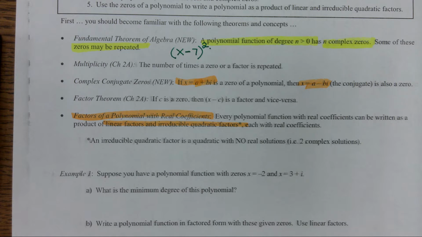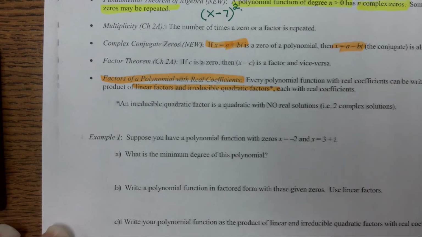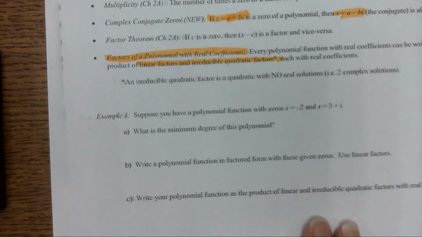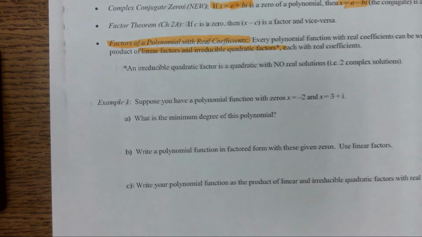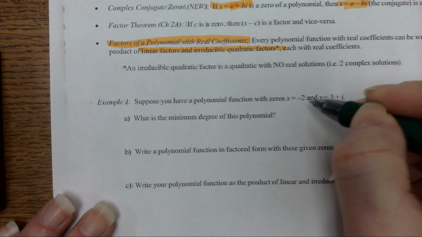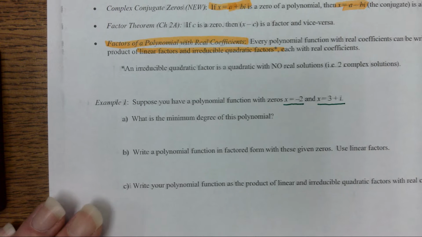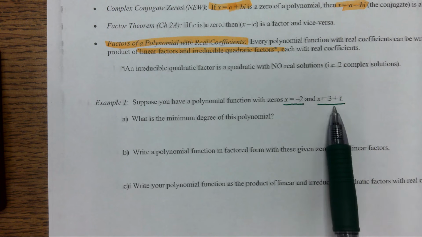Okay, example 1, let's begin. So I tell you there is a polynomial. It has zeros of -2 and x equals 3 plus i. How many is that so far? Just tell me with fingers. How many is that so far? Okay. But I just told you imaginaries always come in pairs, right? And this one's imaginary. So now I know how many are there.